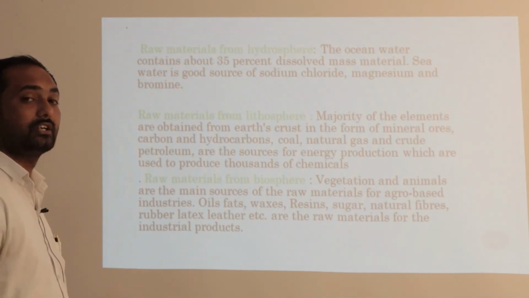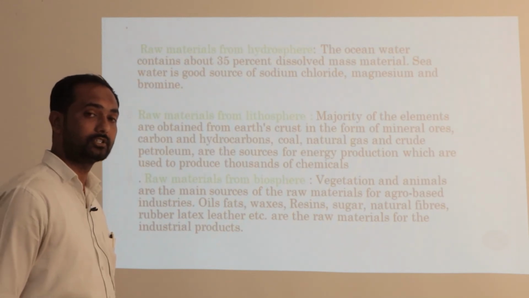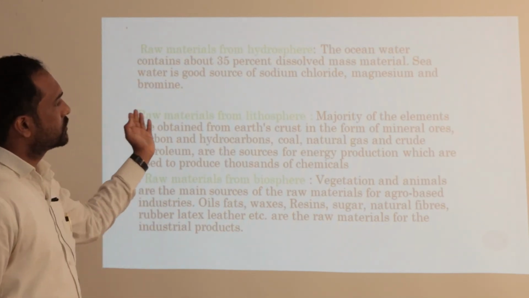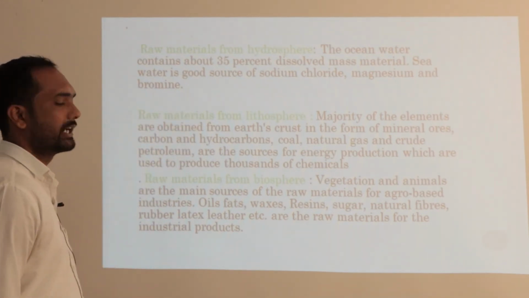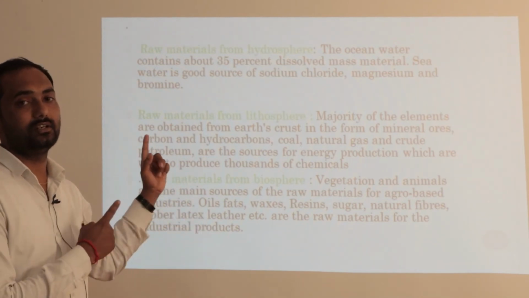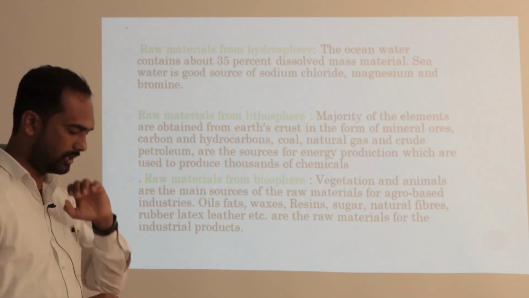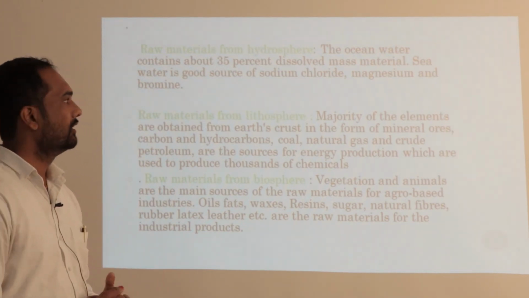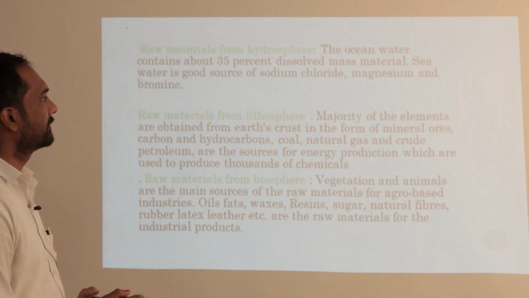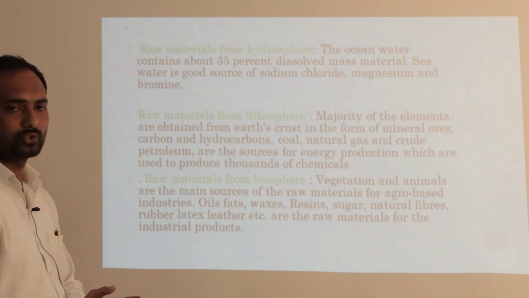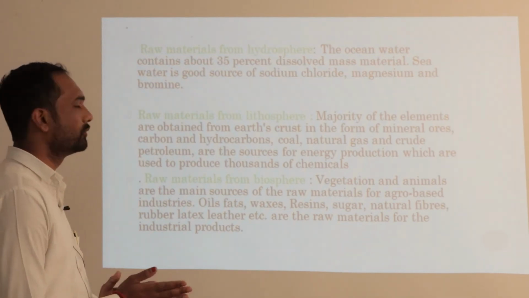Now which kind of raw materials can be obtained from hydrosphere? The sodium chloride, magnesium chloride and bromine, the salts of these can be easily obtained from raw sea water, or the water which is present in oceans. So sea water is also a very good source for sodium chloride, magnesium chloride and bromine.